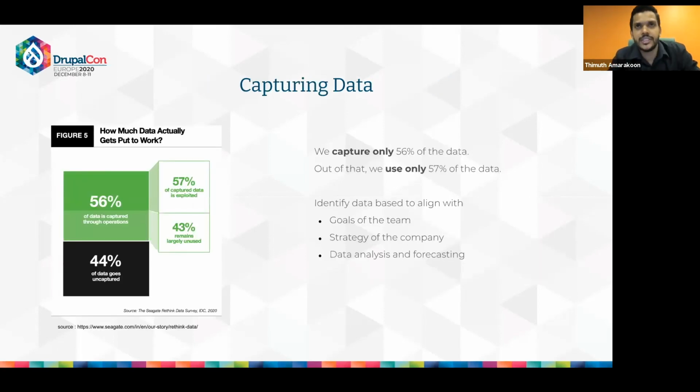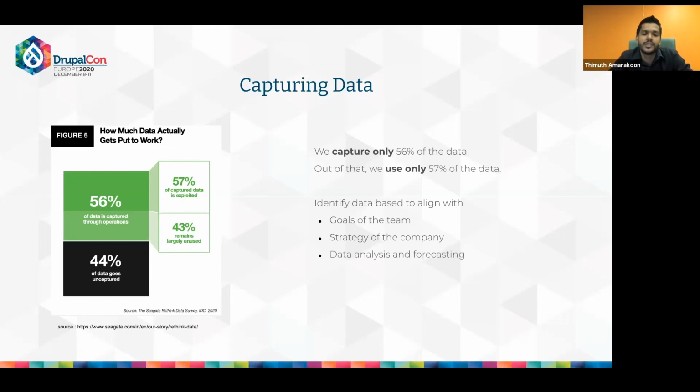Again, this is an interesting survey. Seagate did this survey early in 2020, this year, and they identified that we are capturing only 56% of the data available for us to capture. The other 44% we don't capture. We may not even see that we have this data available. So we are capturing only 56%. And interestingly, out of that 56%, we only use 57% for our data analysis or maybe decision making. And the rest of the 43% just lies in your data store.